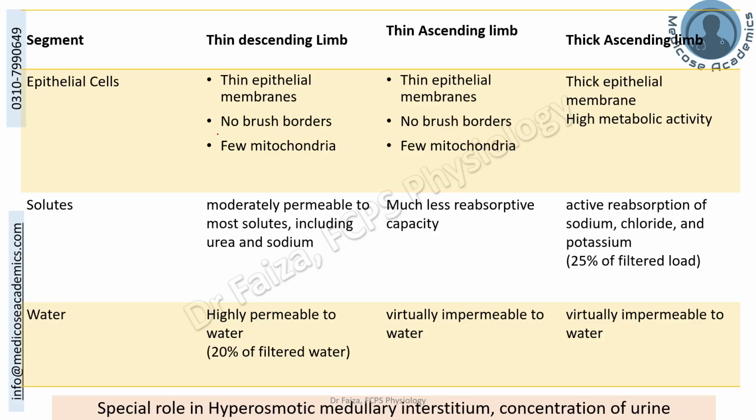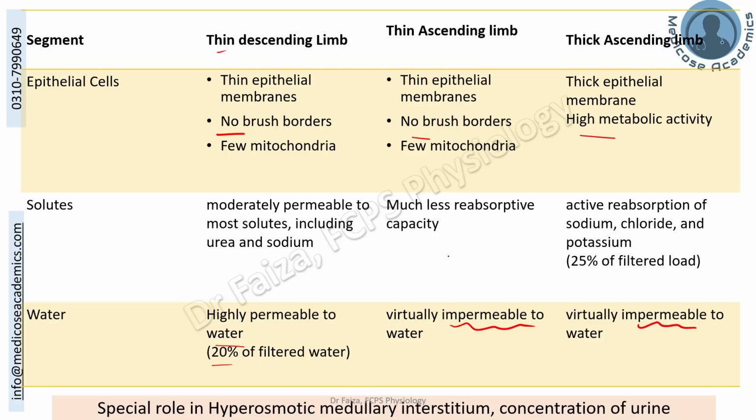The thin segments have no brush borders and fewer mitochondria, whereas the thick ascending limb has higher metabolic activity, so abundant mitochondria. Solutes, including urea and sodium, are moderately permeable across the thin descending limb, but this segment is highly permeable to water. 20% of the filtered load of water is going to be absorbed in the thin descending limb, whereas the ascending limbs are virtually impermeable to water.